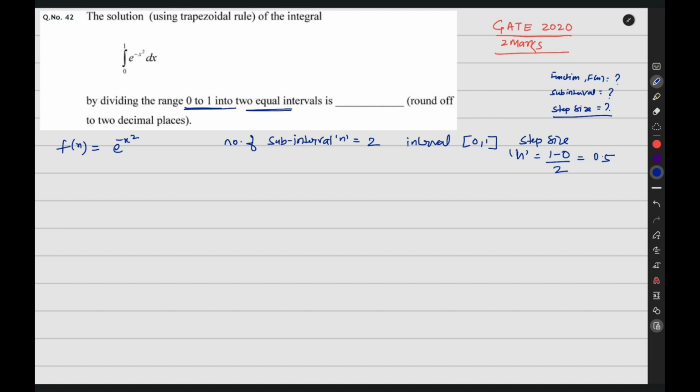So now we will write the formula: integration x0 to x1 of f(x) dx equals h by 2 into first term plus last term plus 2 into remaining terms, y1 plus y2 plus y3 up to the second last term yn minus 1. Now we will draw the table.